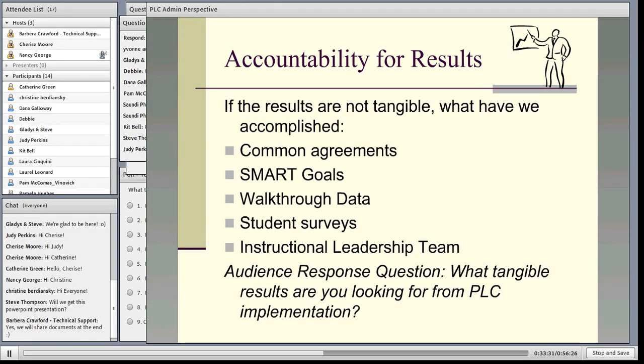A very important piece is the accountability for results. Our philosophy is that if the results aren't tangible, then we haven't really accomplished anything. And this is connected to the idea of focusing on learning rather than teaching. I'm sure you have all heard teachers say, I taught it, they just didn't learn it. Well, it's great if you teach it, but if the students don't learn it, what's the point? Have we really accomplished anything?